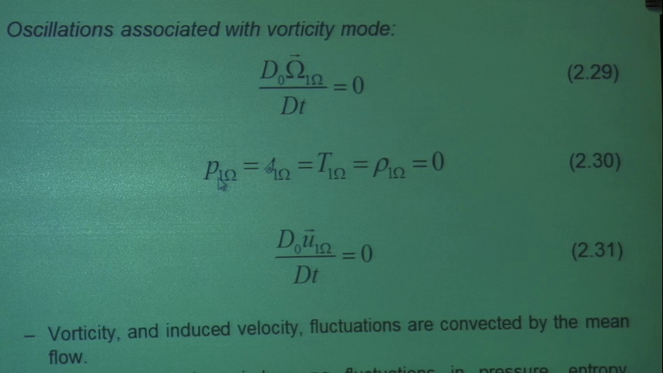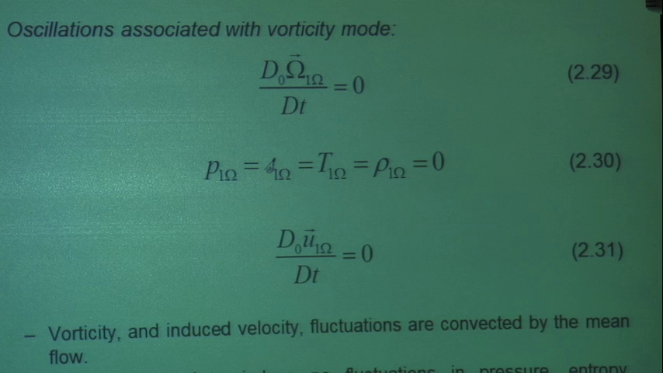That's right. Exactly. So what that says is that an infinitesimal vorticity disturbance leads to no pressure disturbance. The pressure does not oscillate when you have a vorticity disturbance. So you have a very, very weak vortical disturbance which is convecting along, and the pressure is not oscillating to first order.